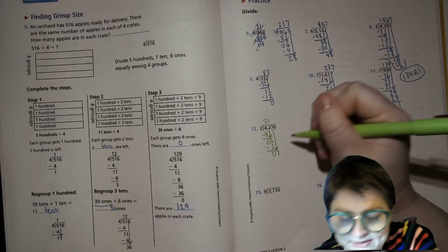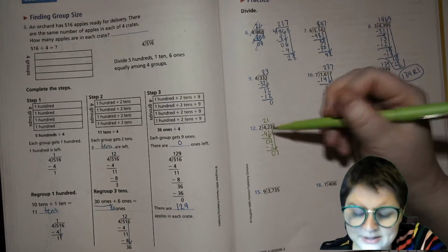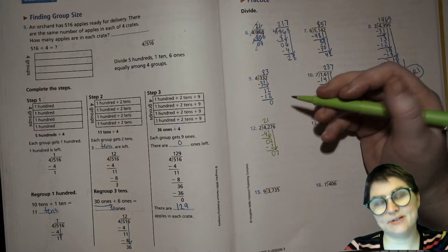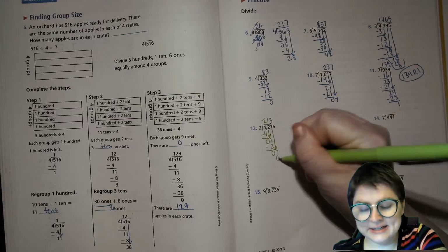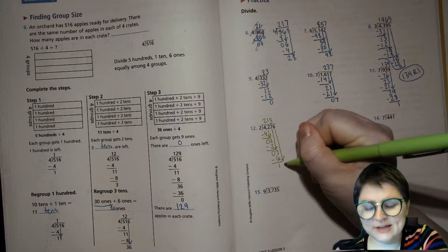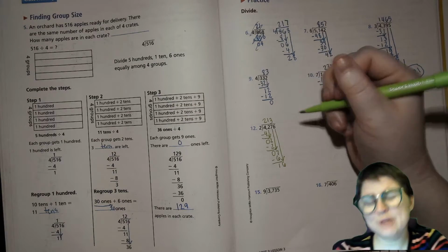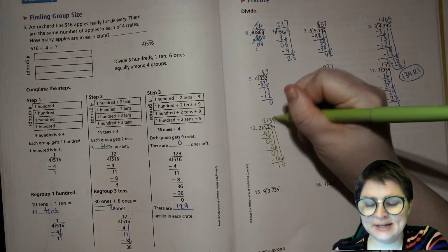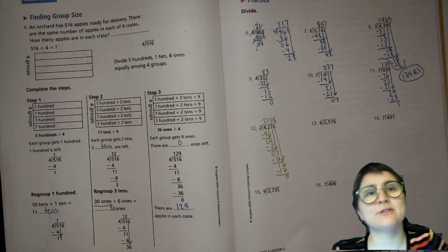7 is coming down, our 7 tens. So 2 times what gets us close to 7? 2 times 3 will get us 6, and then we'll have 1 left over. 1 ten left over. That's going to join our 6 ones, so it's 16. What do you multiply by 2 to get close to but not over 16? 8, and then it'll be 16. And then you have no remainders on this one.